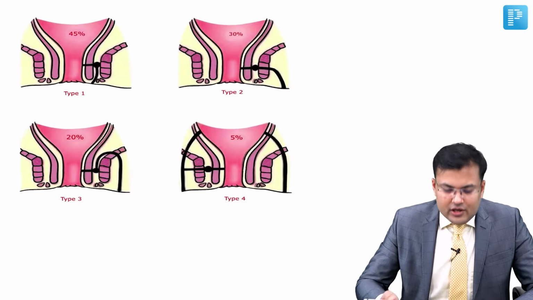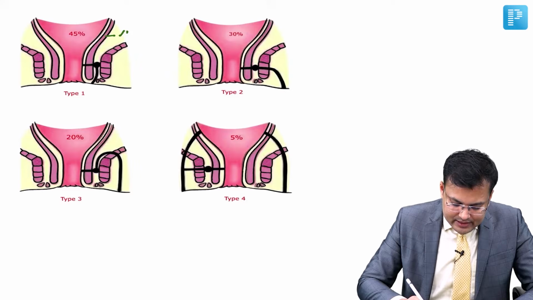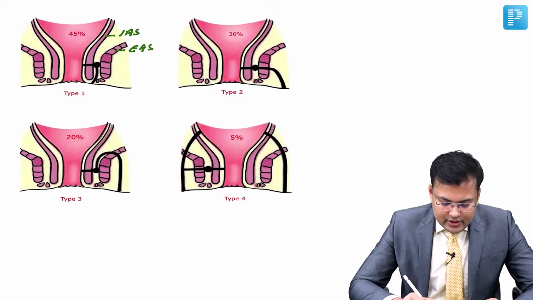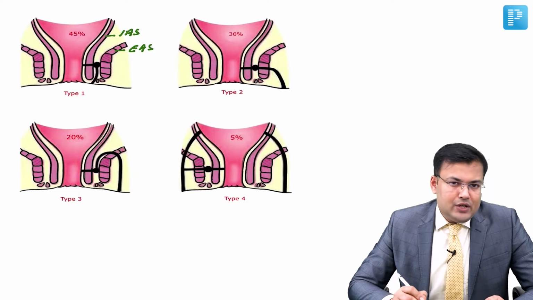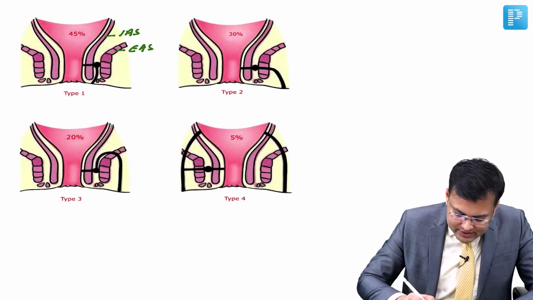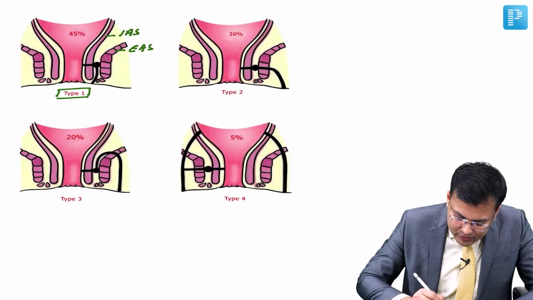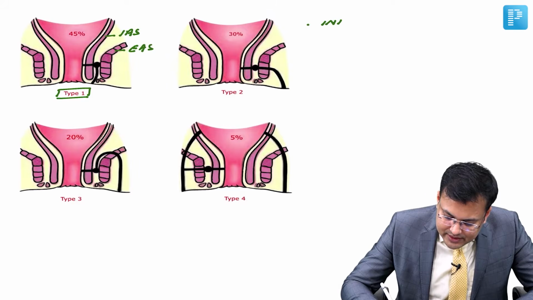There is a classification system in relation to fistula-in-ano, and what's the name of that classification? It is the Parkes classification. So according to Parkes classification, there are 4 types of fistula-in-ano. See the types. Now in this picture you can see this is the internal anal sphincter and this is external anal sphincter. So here you can see the tract is mainly passing between these 2 sphincters. So type 1 is known as intersphincteric.